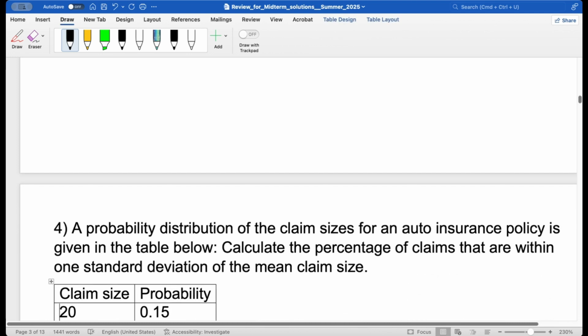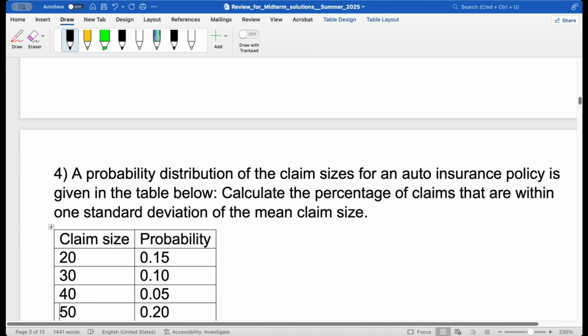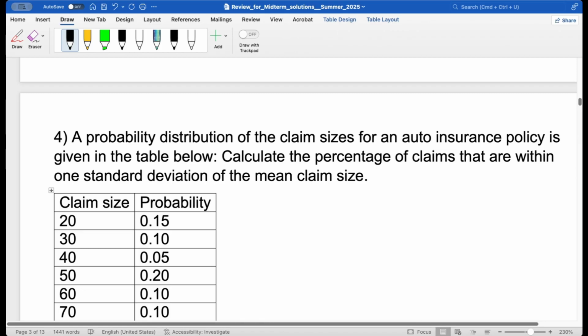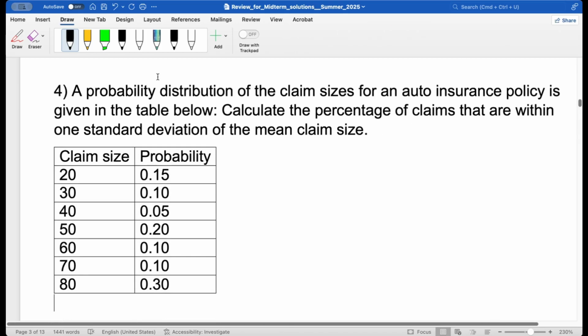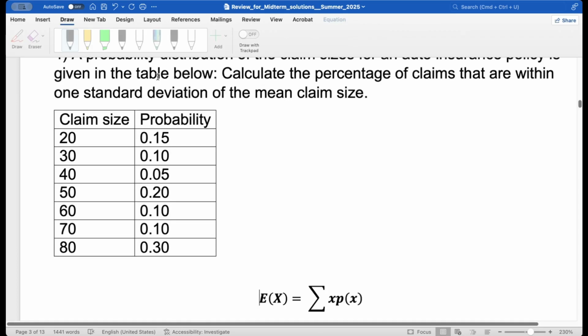All right, number 4, probability distribution of the claim sizes for an auto insurance policy is given in the table below. Calculate the percentage of claims that are within 1 standard deviation of the mean claim size. So we have to calculate the mean and standard deviation here. We have to do the expected value. So that's going to be the first step.